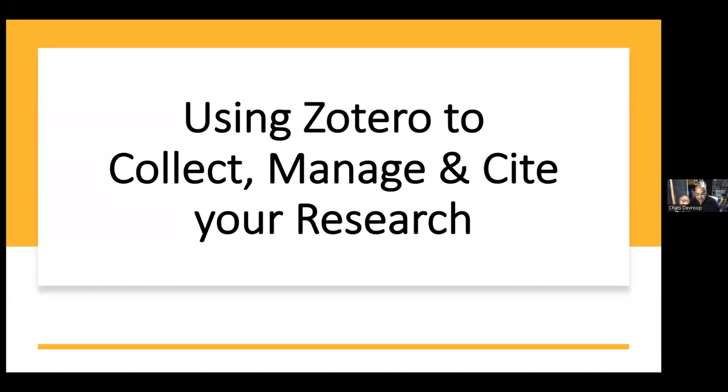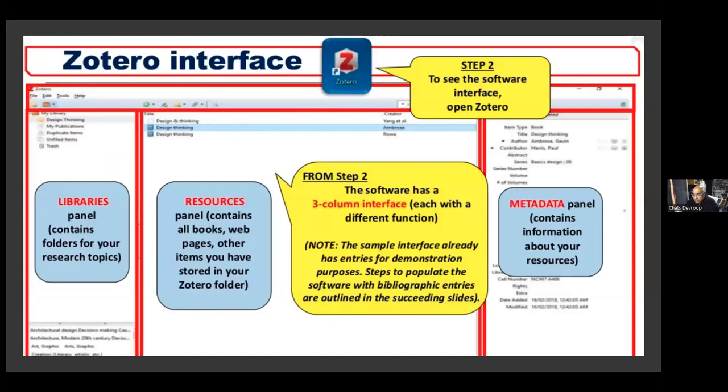So when I open up Zotero, if I double click on it, that's what you're going to see. It looks fairly daunting, with all these bubbles that you see, the text bubbles. When I say text bubbles, I mean this thing here that says library, this thing that says resources, this is a call out from step one, step two, whatever, metadata. Don't worry about that. This is what you're going to see in the background. This is your big Zotero interface, this big square with the red lines.